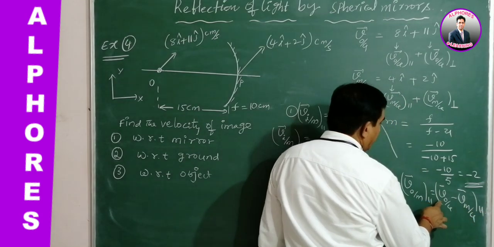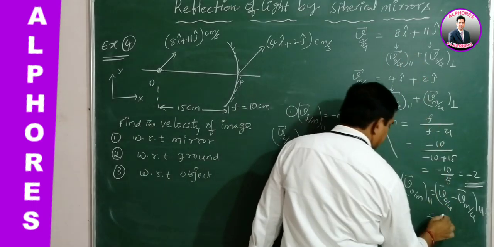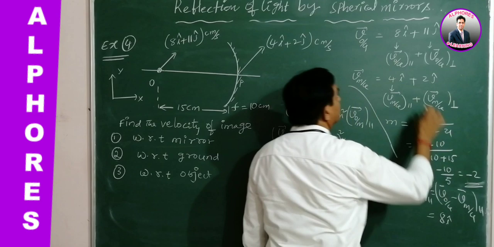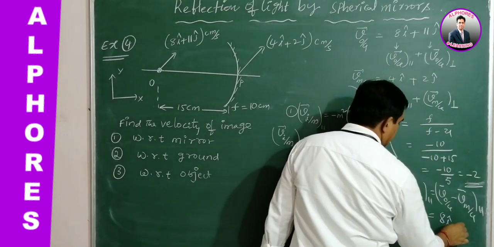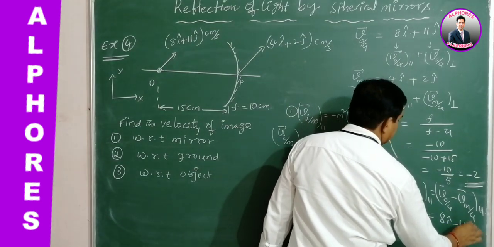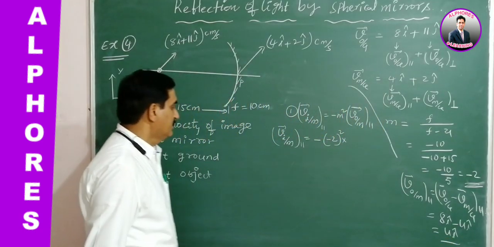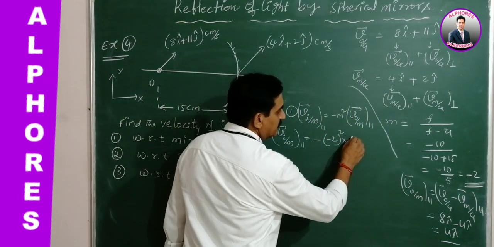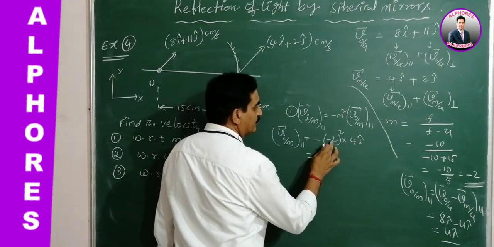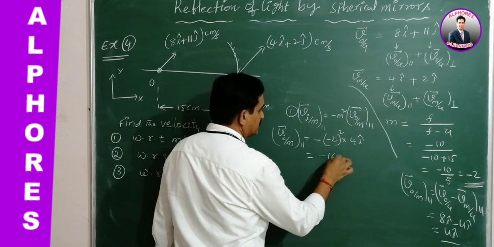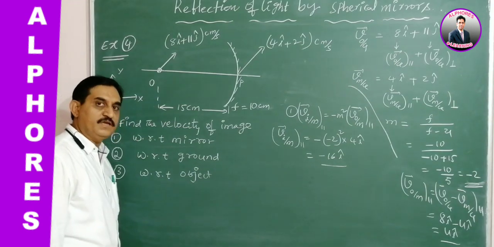What is the answer? Object with ground parallel component, 8i. Next, mirror with ground parallel component, minus 4i. So what is your answer? 4i remains. Okay. Now put here 4i. You will get 4, 2 to the 4, 16, minus 16i over. This is the parallel component. Okay.